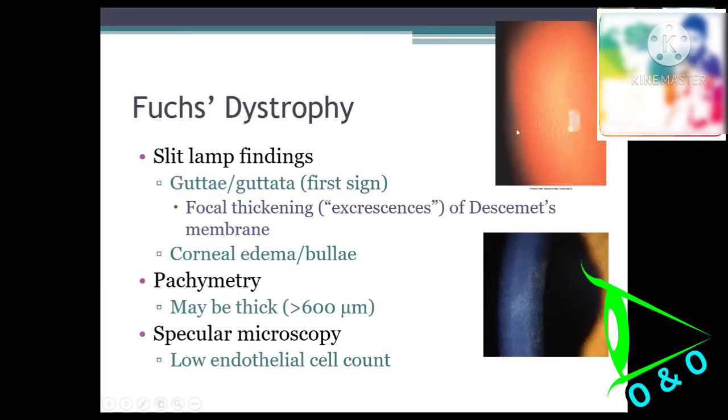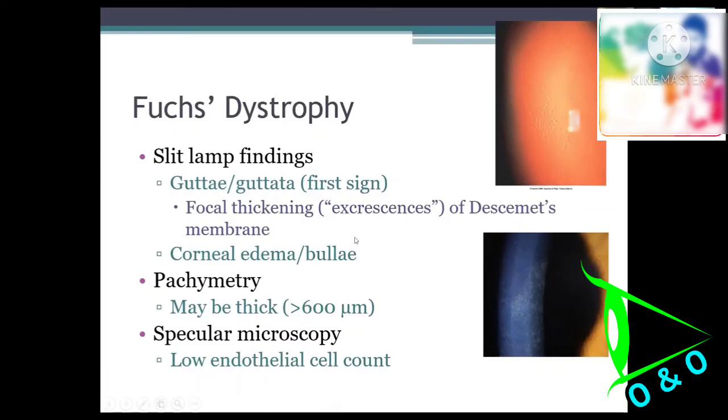And to see guttata, you have to have the highest intensity light beam. If you just have it on the low intensity beam, you're going to miss like 75% of guttata. So have it on the high beam, focus on the endothelium with a slit beam, and you'll be able to see them more easily. And it takes time. When you're first starting out, interns, first year residents, it's going to be really hard to see your first even 50 cases of Fuchs dystrophy. But if you keep looking for it, you'll start to see it.